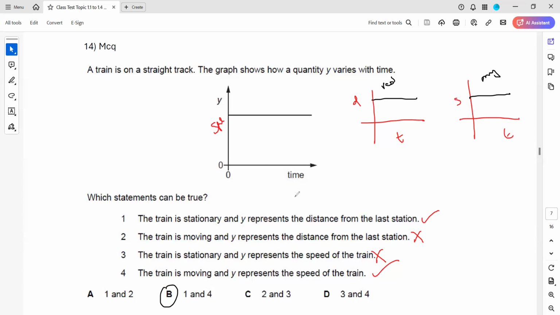Is it clear? Question 14. Yes, sir. Okay.